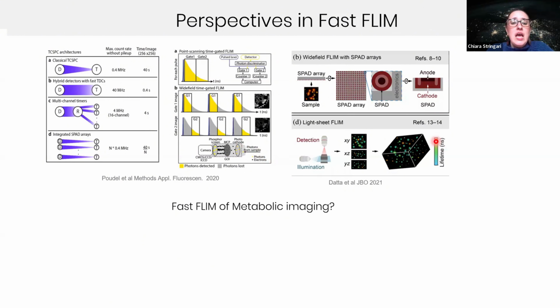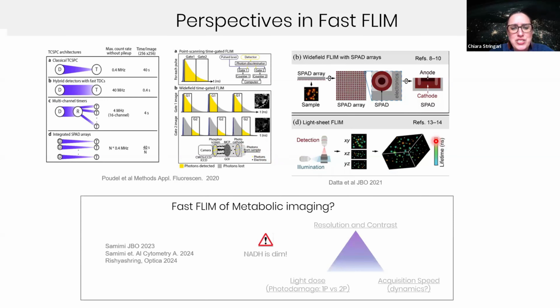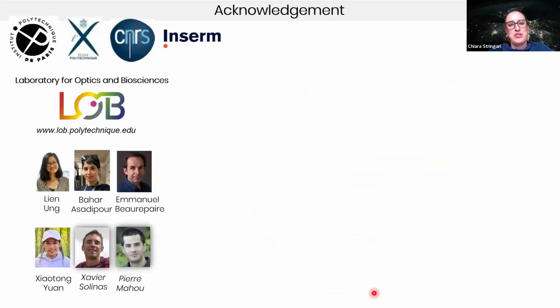And the question is, are these fast FLIM advancements applicable to metabolic imaging? And the answer is yes, but this field is very challenging. There have been some papers really using this technology in metabolic imaging, but it is still very open as a field, and also challenging because NADH is very dim, and you always have to balance all these three: resolution, light dose, and acquisition speed, especially for metabolic imaging.